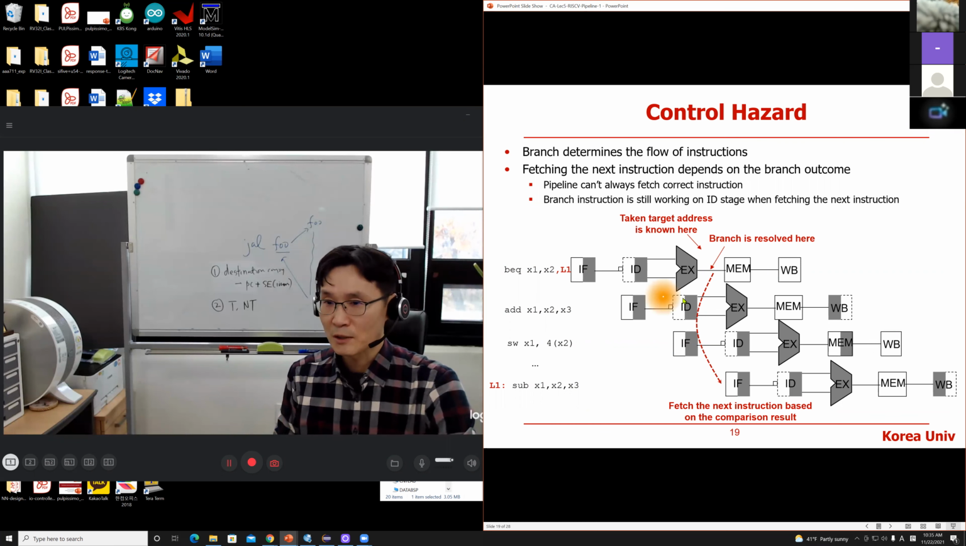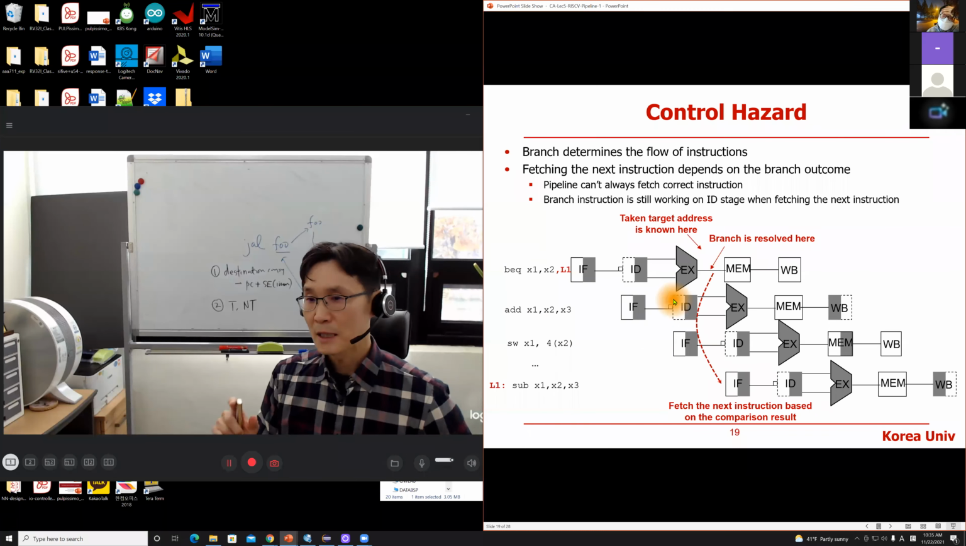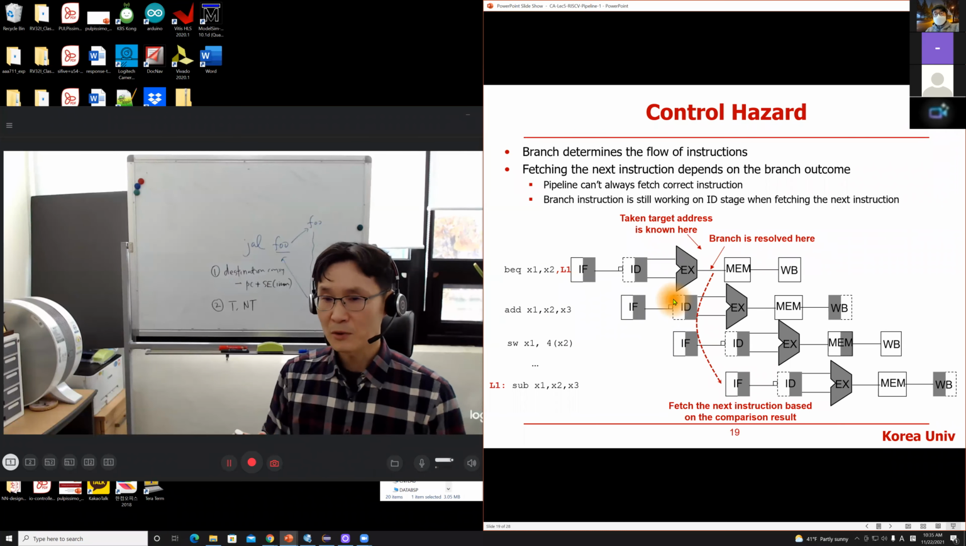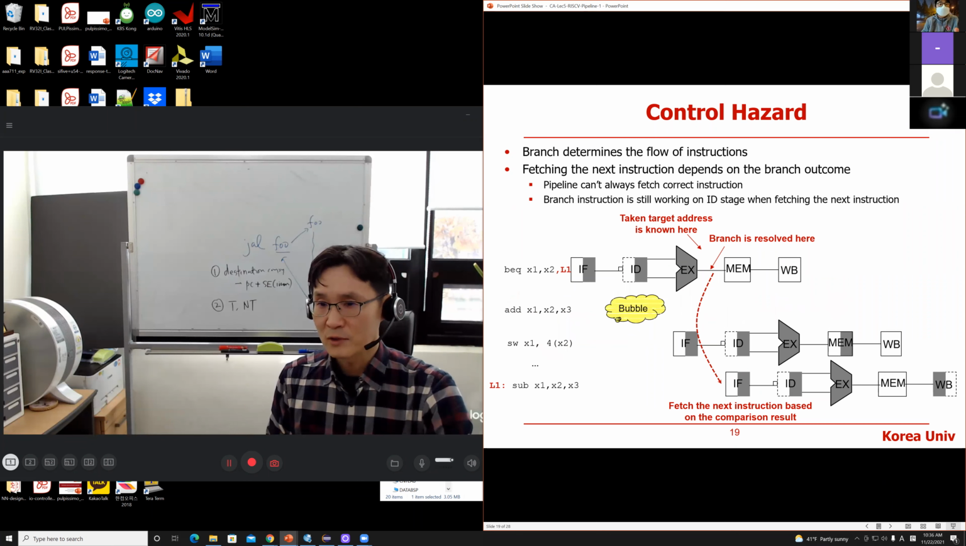Look at this pipeline. At this point in time, the addition instruction is in the decoding stage, and the fetch unit is reading a new instruction, which happens to be a store word instruction. So these two instructions are already inside the CPU. The CPU is about to execute these two instructions, which is wrong. You are not supposed to execute them. So what should happen? The CPU should silently remove these two instructions.